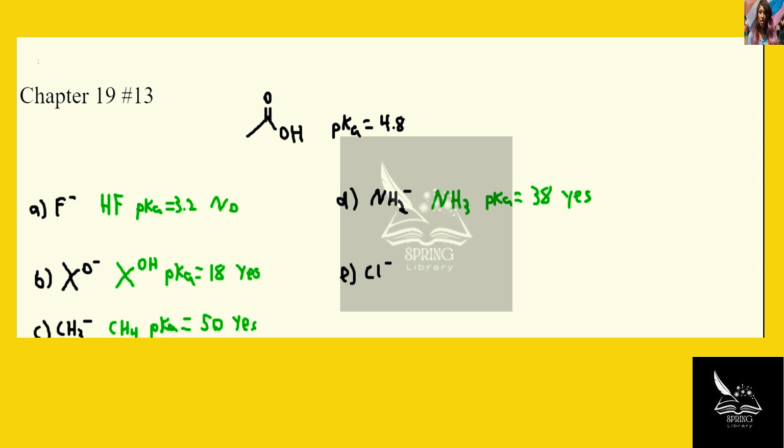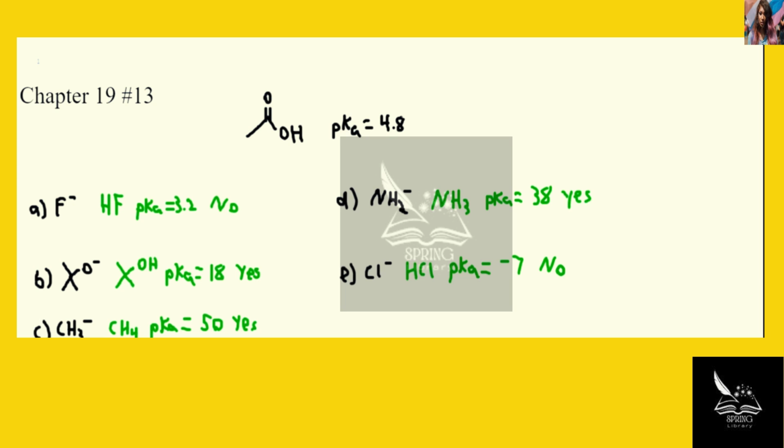And for E, we have chloride ion. The conjugate acid of chloride ion is going to be hydrochloric acid. So hydrochloric acid is a very strong acid. So we should probably know without even looking this up. But according to Appendix A, the pKa of hydrochloric acid is -7. And so obviously -7 is less than 4.8. And so the answer for E is no.